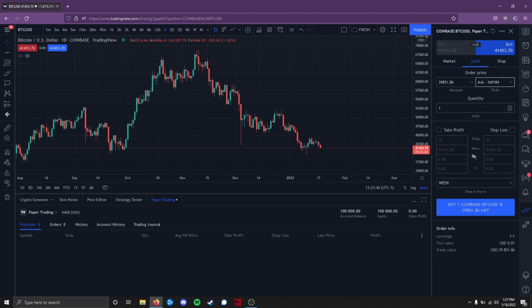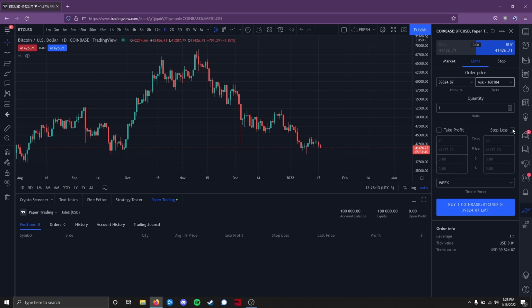Now, what we could do is we can set this for how long we want this to be in effect, right? So maybe we want this to be in effect for a week, or maybe we want it to expire after a month, or GTD, which is essentially it's good until it is filled. We're going to keep it just for a week for our purposes, and we will select buy. In case you want to take profit at certain levels, we can. There's a stop loss set.